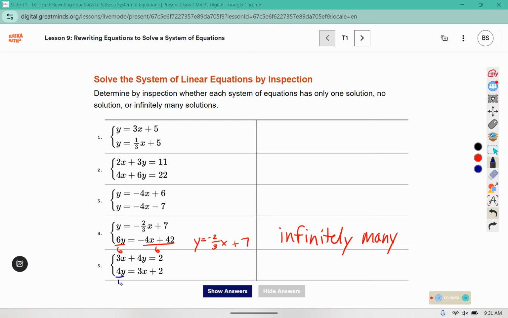Here, if we were to divide by 4, that would give us the equation 3/4 x plus 2/4, which can be rewritten as 1/2. And for this one, we would need to move the 3x over and then divide by 4, giving us the equation -3/4 x plus 1/2. Since the slopes do not match, this is one solution.